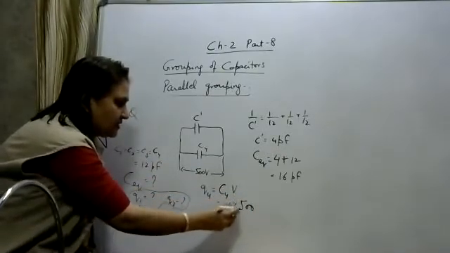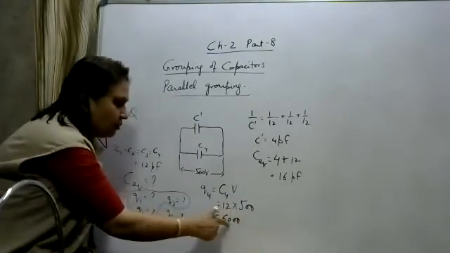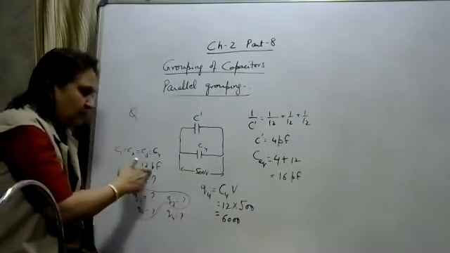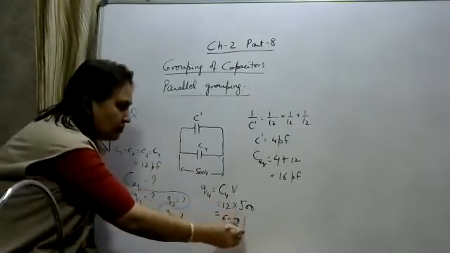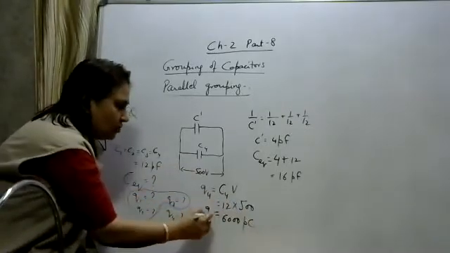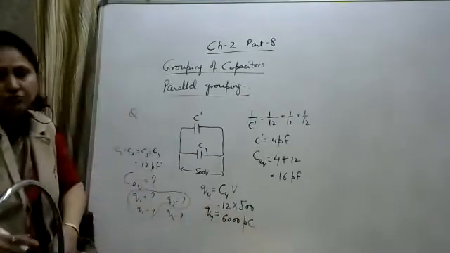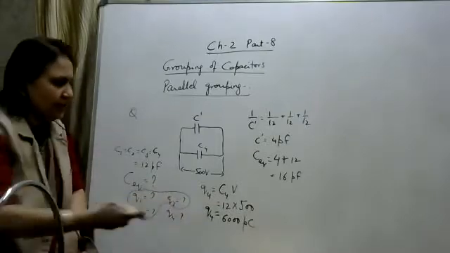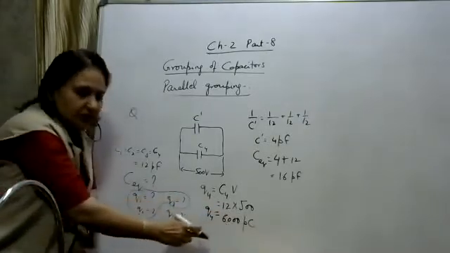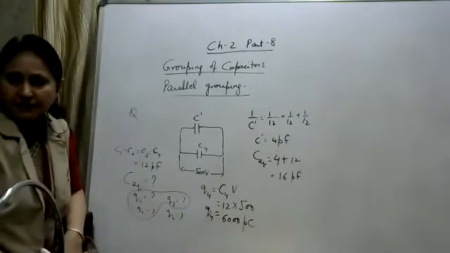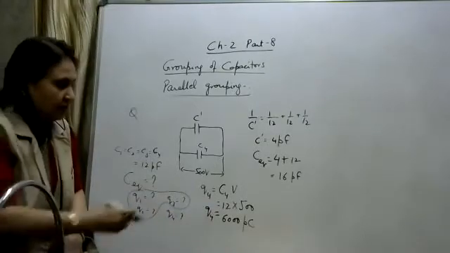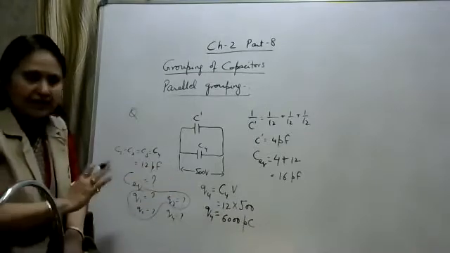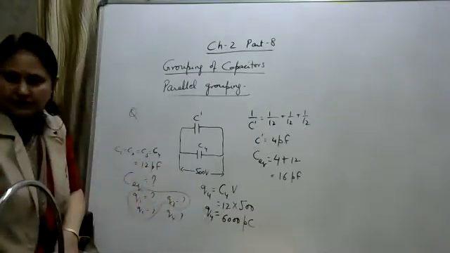That is 6,000. As we have taken picofarad, this will be picocoulomb. So Q4 is equal to 6,000 picocoulombs. Or you can write it as 6 into 10 raised to the power 3 into 10 raised to the power minus 12, that is 6 into 10 raised to the power minus 9 coulomb. That way also it can be written, or you can leave it like this.